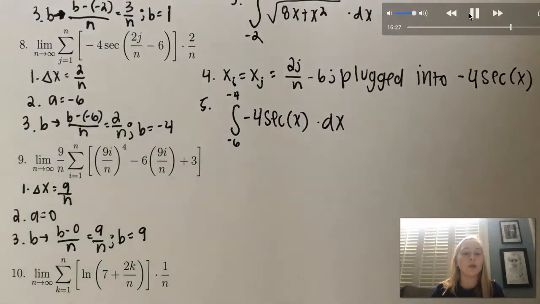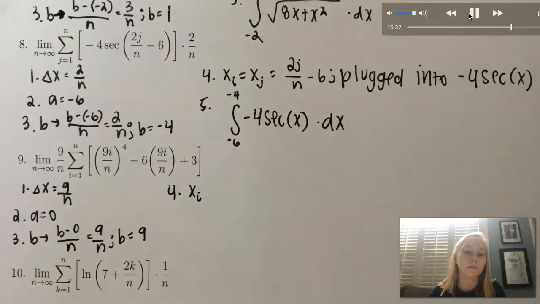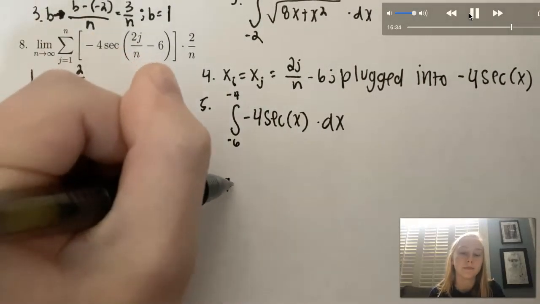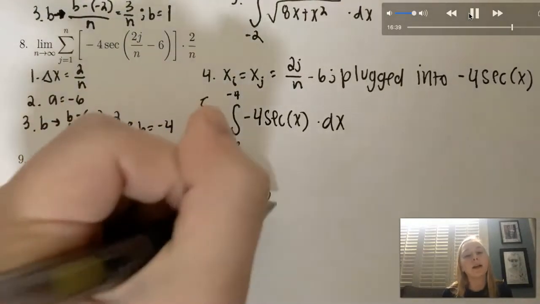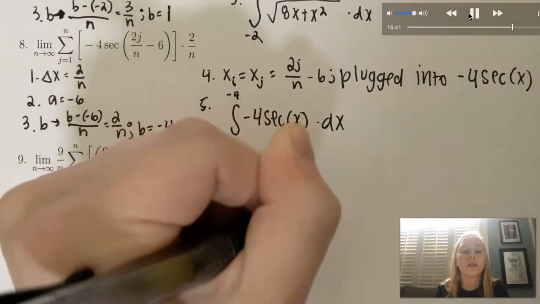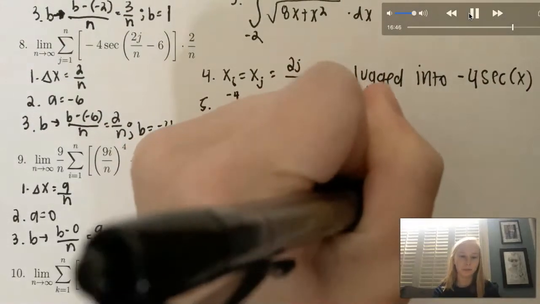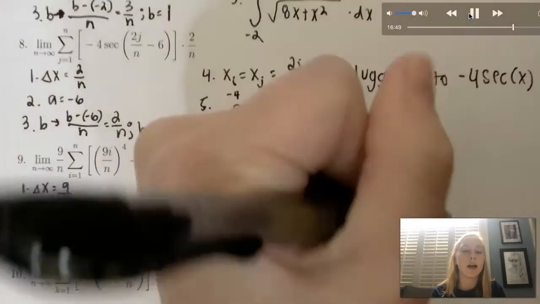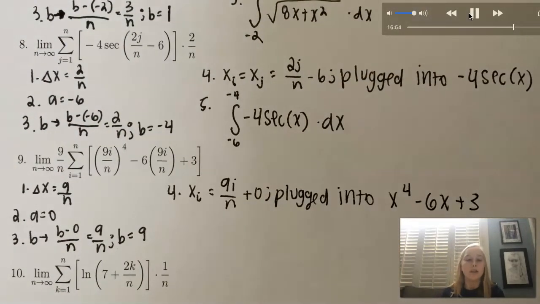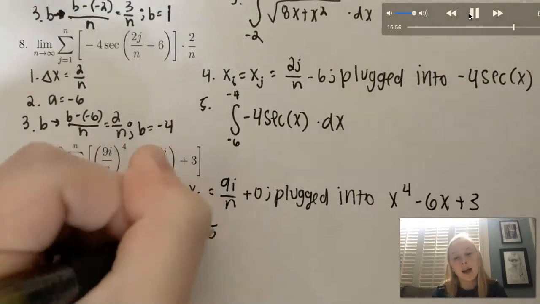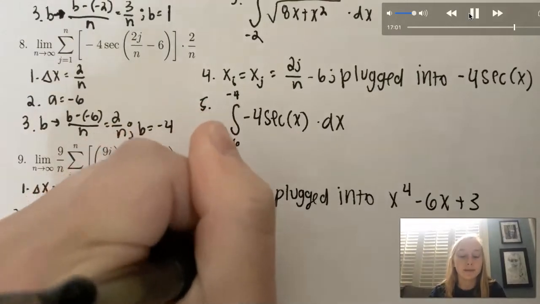And then we're going to identify xi and what equation it's plugged into. In this case, hopefully you guys can see that it's plugged into x to the 4th, minus 6x plus 3. Wherever that 9i over n is, you just plug in an x. And then once you have the b, a, and the equation, you can create an integral, and you get your answer.